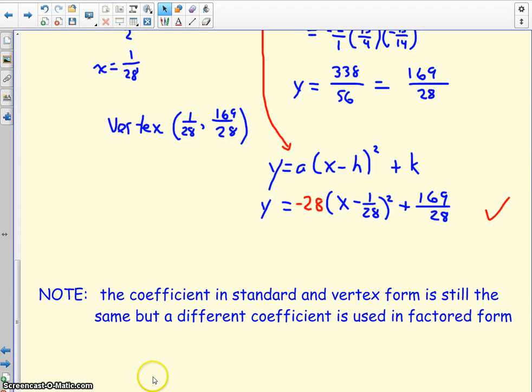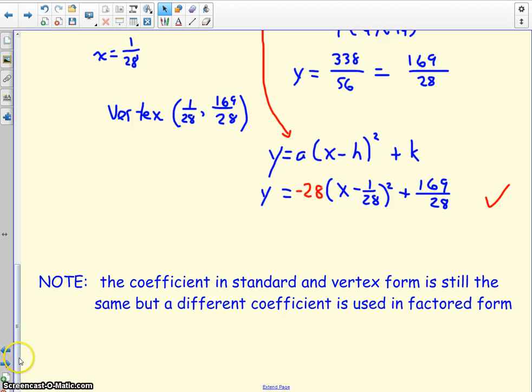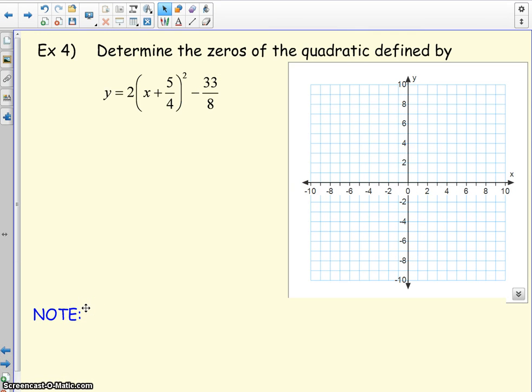Okay, so after all that with ugly numbers, let's try one more with ugly numbers. And this will be the last example we'll do for today. It'll just be finding the zeros of the quadratic defined by this one right here. So again, there's fractions in there, but I just want you to find the zeros.